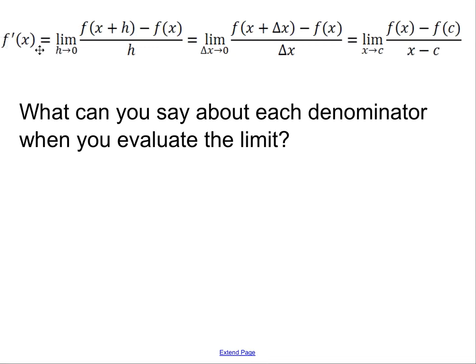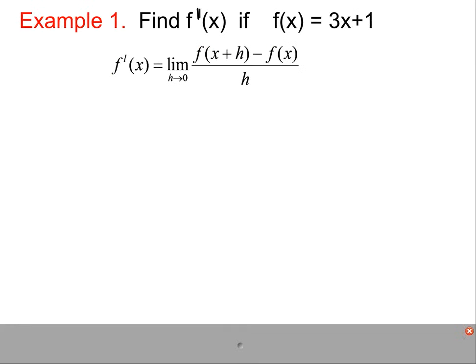And what this represents, this is f prime of x. This means the slope of the tangent line. It means the derivative of x. And we're going to continue. What can we say about each denominator? Well, when we plug in 0, we should get 0. When we plug in 0 here, we should get 0. And here, when we plug in c, we should get 0. We're going to talk about this more next week, and this is called the instantaneous rate of change, and that is what we'll be talking about probably Tuesday or Wednesday.